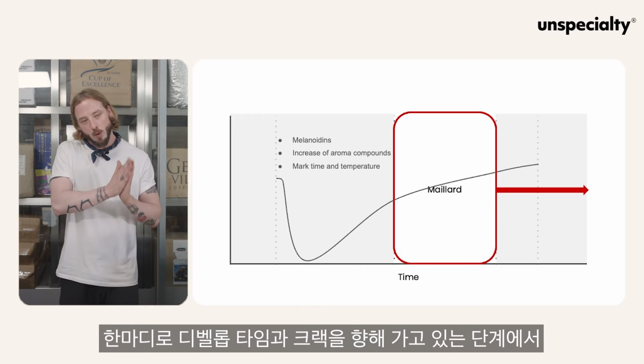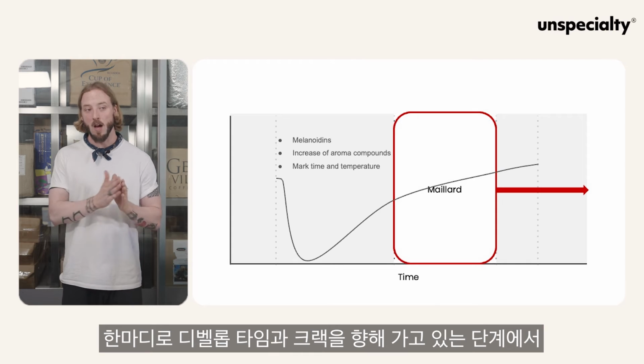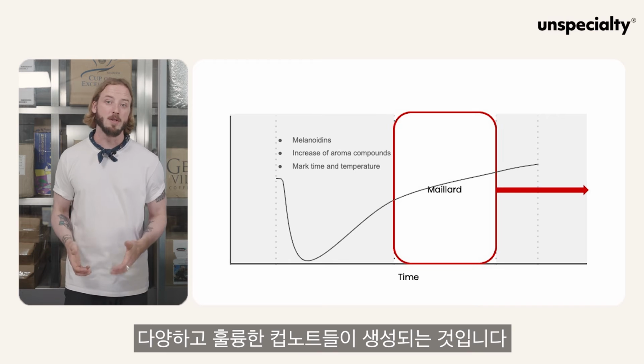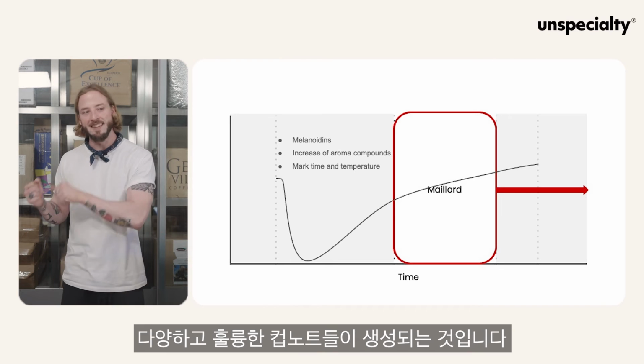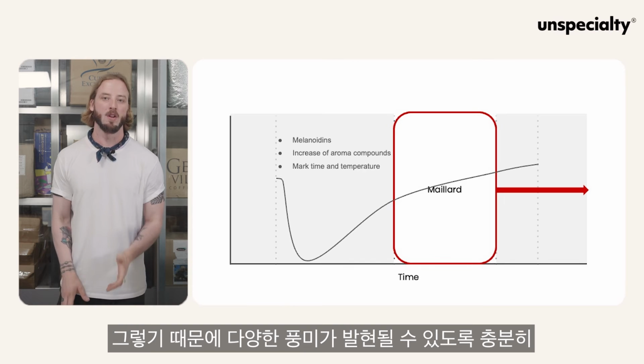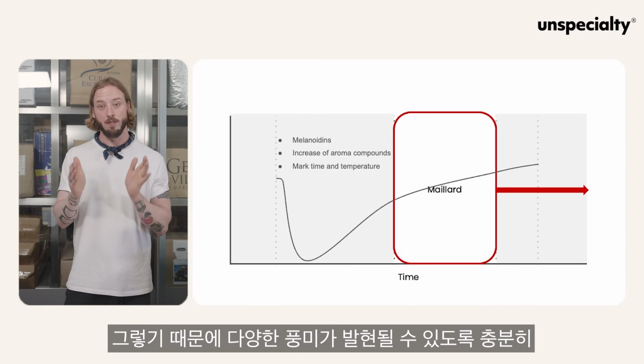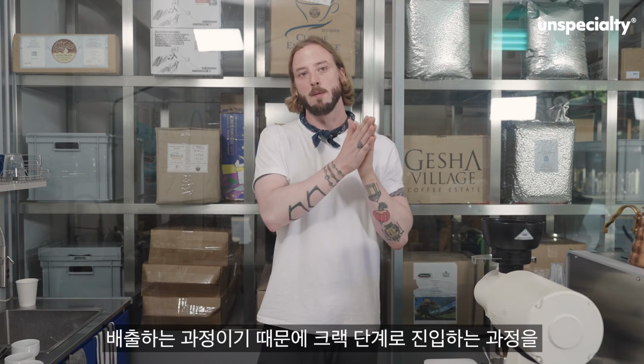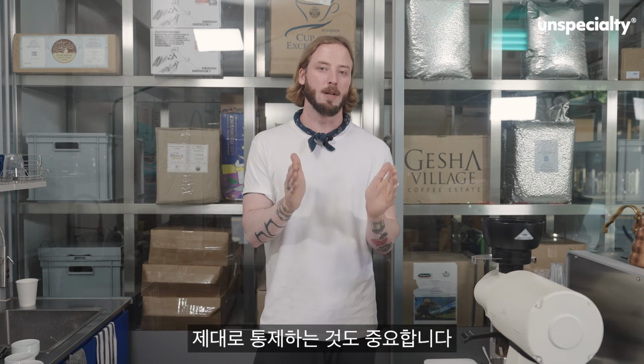So basically, when we're moving up towards the development time, up towards crack, what's going to happen is we're building up the possibility for all of those amazing flavor notes to actually shine through at the end of the roast. So it's very important that we give that process sufficient time and that we move into crack in a way that we're going to be able to control. Because when we move into crack, we release all of that pressure. So the pressure that we spent up until then to build up is going to be released. That can be very aggressive, depending on the amount of pressure and depending on the structure of the coffee itself.